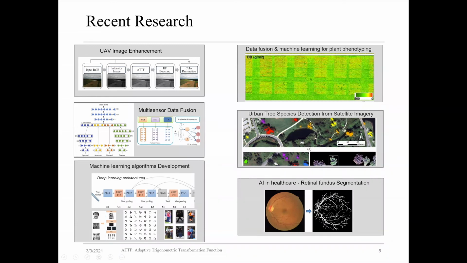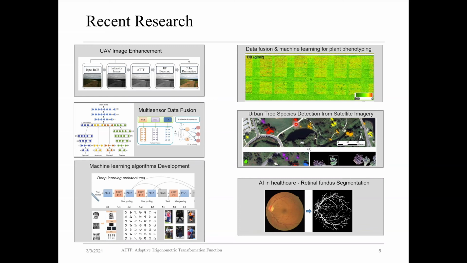So we've been using different spectral imagers, such as multispectral imagery, hyperspectral imagery, thermal imagery, and so on. And we try to analyze signals from those different sensors and combine them for better decision making.